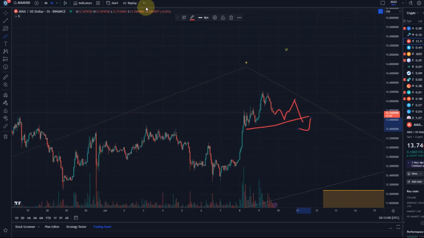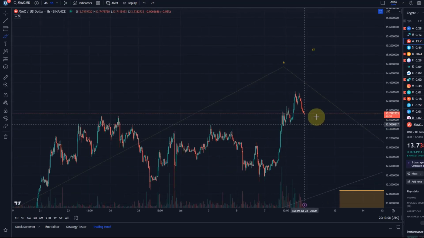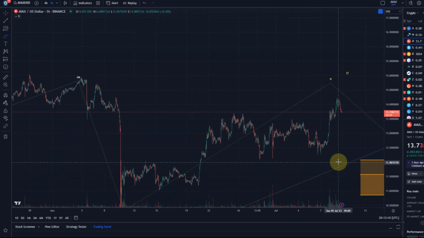Let's see if we get that. If we don't get it, if we don't get 5 waves down, or if we don't get the 3 waves up, then I don't have a confirmation or an indication even that it has topped up there.